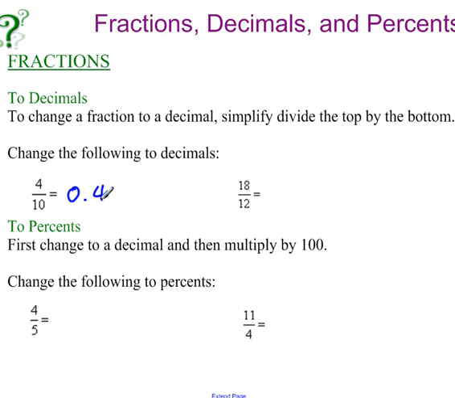Again, the next one, you're just going to punch in 18 divided by 12, and in this case you're going to get 1.5. So pretty straightforward if you have a calculator.